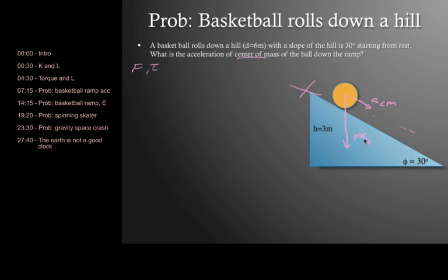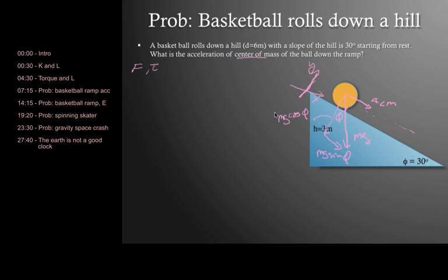So we need to convert this mass times gravity, the force of gravity, into this coordinate system, where this is our y and this is our x. So what we do is we draw a little line like this, and then we add two vectors. This one is going to be mg cosine of phi, and this one's going to be mg sine of phi. So now that we've converted this into an easier coordinate system, now we can talk about the torque that's on this basketball.